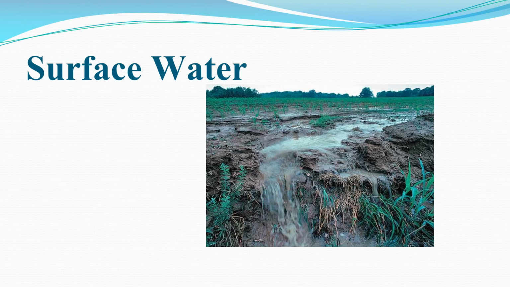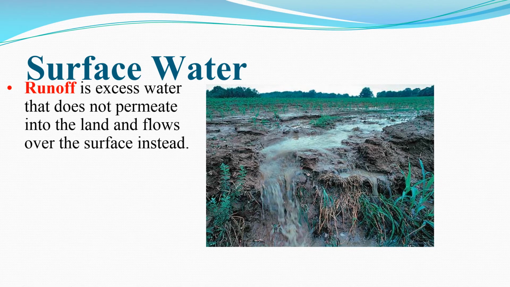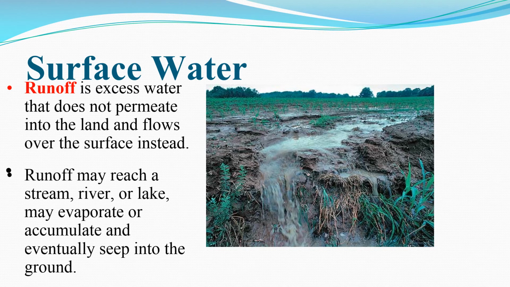But surface water. Runoff is excessive water that does not permeate into the land and flows over the surface instead. As you see here, it's coming through the little field and it's coming off the hill downward. Runoff may reach a stream, river, or lake, may evaporate or accumulate and eventually seep into the ground. So sometimes runoff can either just seep into the ground. A lot of times, as you see, it just comes off and it makes little streams.